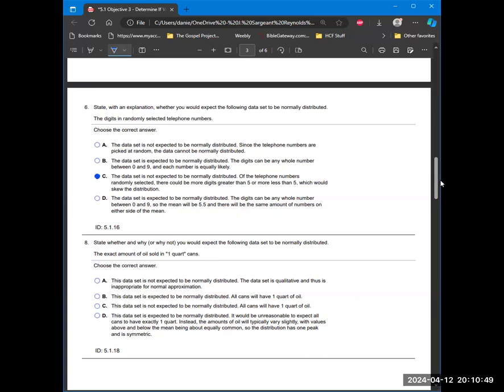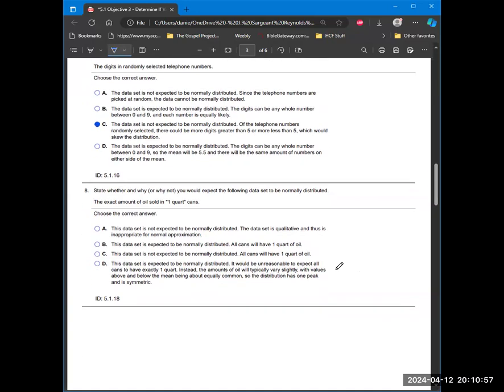And state whether and why or why not you would expect the following data to be normally distributed. The exact amount of oil sold in 1 quart cans. The data set is expected to be normally distributed. It'd be unreasonable to expect all the cans to have exactly 1 quart. Instead, the amounts of oil will typically vary slightly, with values above and below the mean being about equally common, so that the distribution has one peak and is symmetric.